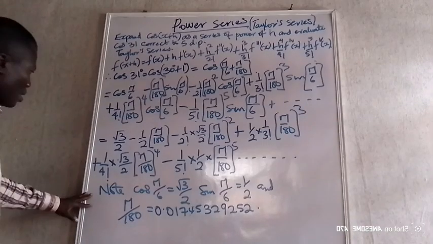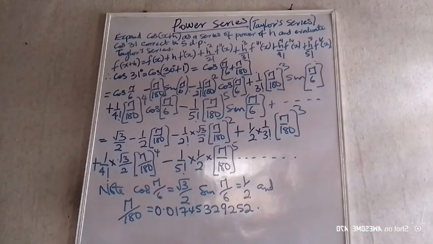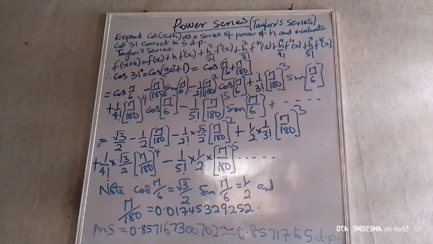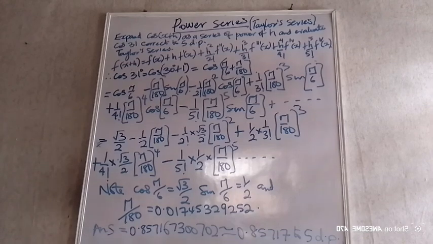Now take note. Cos(pi/6) is root 3 over 2. Sin(pi/6) is half. And pi over 180 is 0.01745329252. Or you might not even convert it, just slot it into the expression given here. So the answer is 0.857167300702, approximately 0.85717 to 5 decimal places. So you can see the fun in handling all this mathematics problem. Let's try another one.